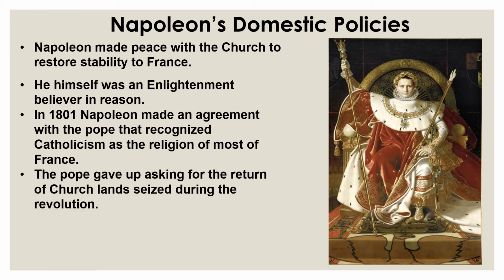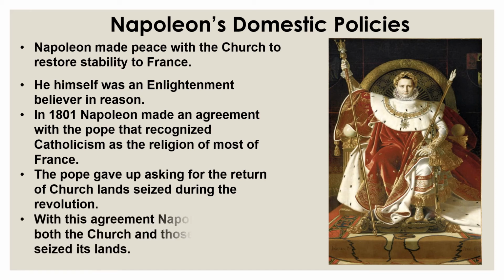The Pope gave up asking for the return of church lands that had been taken earlier in the Revolution, because he knew that he would never get those back. So those would remain in the hands of those who now controlled them. With this agreement, however, Napoleon pleased both the church and those who had seized its lands, those people who had benefited from the church losing those lands. This was a smart move on Napoleon's part because now he has allies on all levels of society.